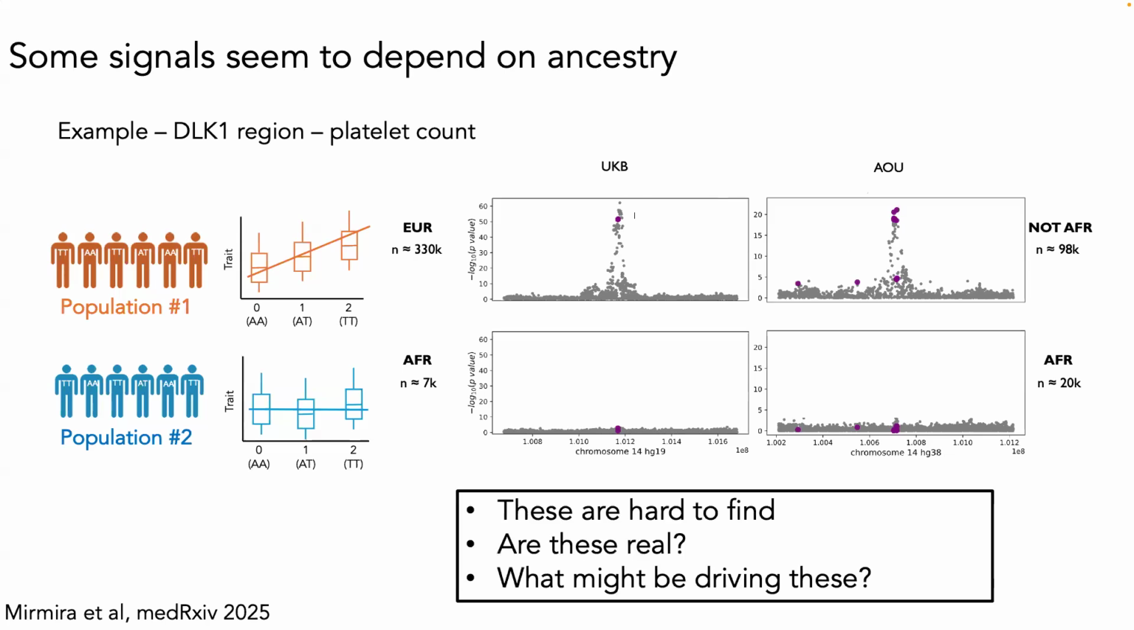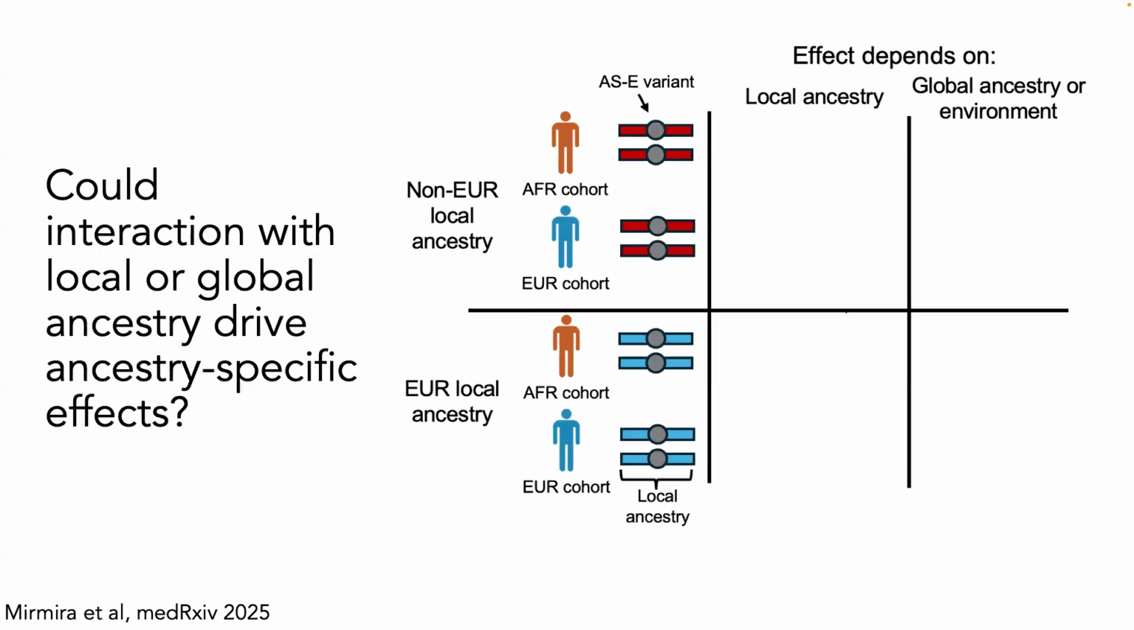And so this kind of transitions to the next set of things. Well, these are kind of what we set out to find because we wanted to know, do these actually exist? We found some. They are pretty hard to find. Second question that we have: are these real? Are these actually examples of variants that are present in both but only have an effect in one? And what might actually be driving these types of signals? Why would these exist?